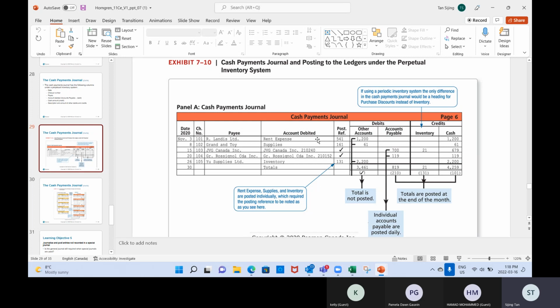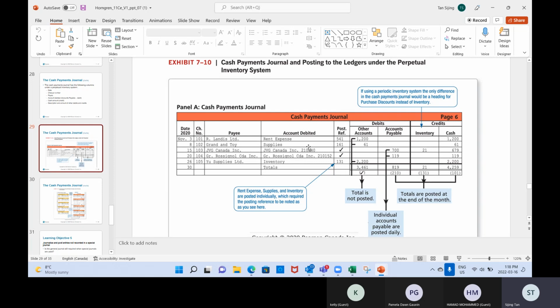You have your account debited. So what is this for? For this example, for November the 3rd from our slides, the first payment goes to rent expense. That is the cash payment for the rent, which is why they put rent expense under account debited. But if it doesn't tell you what the amount is for, you just simply put the company's name, so the payee's name and the account name are the same.